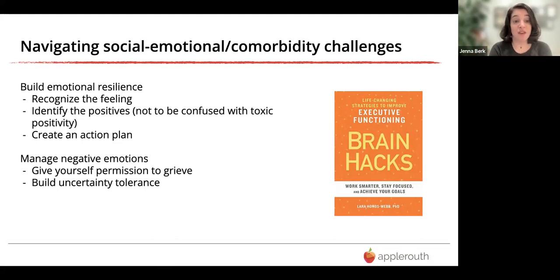And then identify the positives. Okay, positives could be, I auditioned. It was really scary, but I did it. I could have just said, I don't want to, but I did try. I put myself out there and I practiced my monologue. I didn't just go up there and wing it. I did a couple practices with my parents in the living room, and I did try.